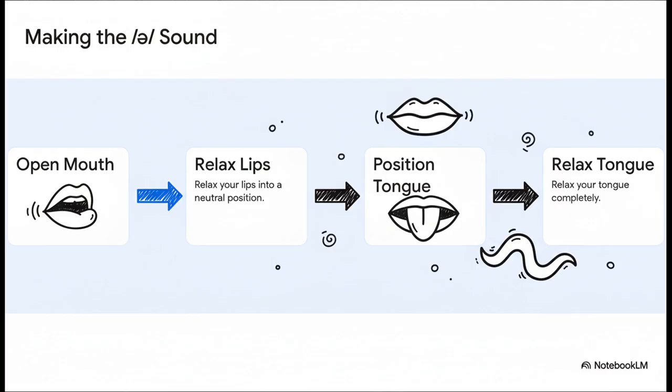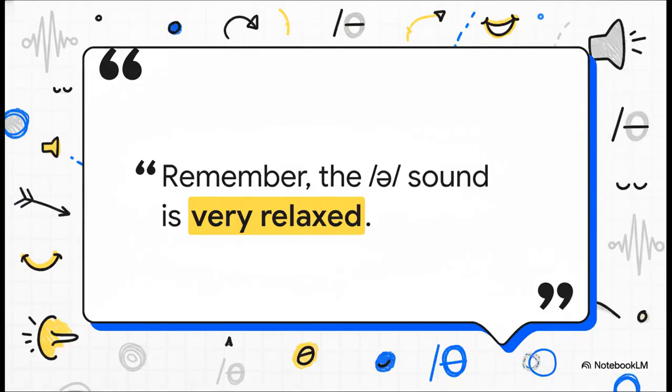And fourth, and this is the most important part, relax your tongue. Seriously, let everything go totally limp. This is the number one rule of the schwa. I want you to burn this into your brain. If you feel any tension at all in your jaw, your lips, your tongue, you're not doing it right. This sound is all about using the absolute minimum amount of effort. You could say it's the laziest sound in all of English.